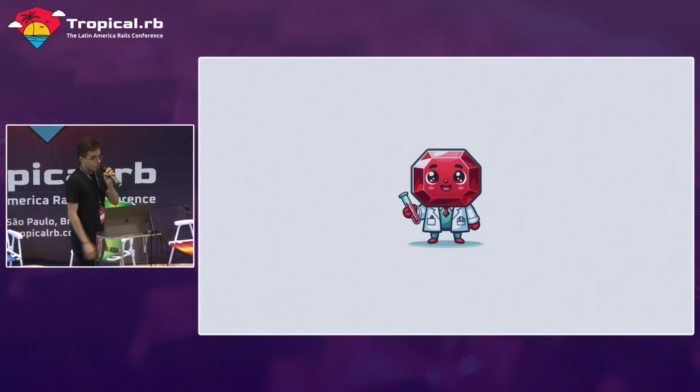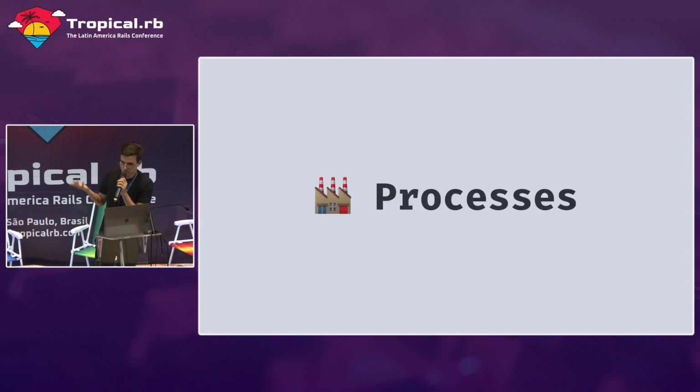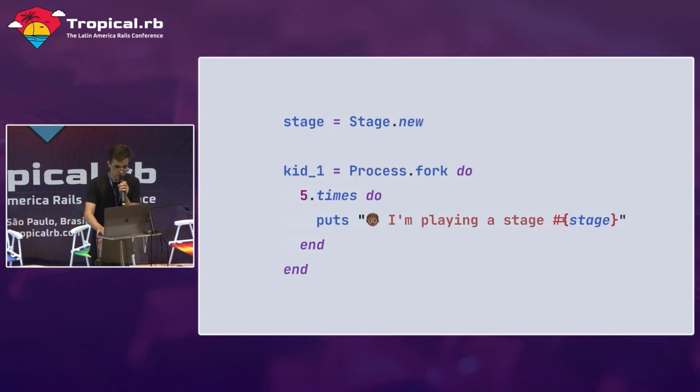Ractors are cool, but the thing about them is that they are still experimental, which means that basically they have bugs. So it's not super safe to use them in production. So we are left with processes to do parallelism in Ruby. And they work like this.